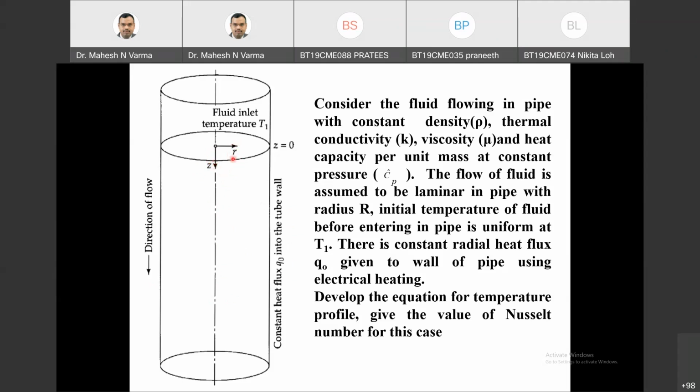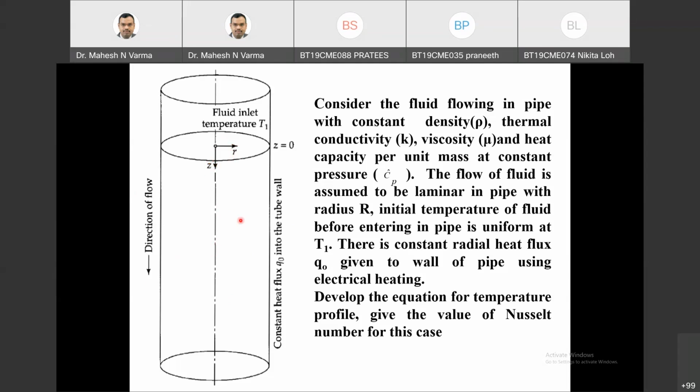Whether temperature is a function of R? Yes, it's a maximum at the wall and minimum at the center. Now this is very basic information you got. Now roll number 23, Kaushik. So what do you expect?